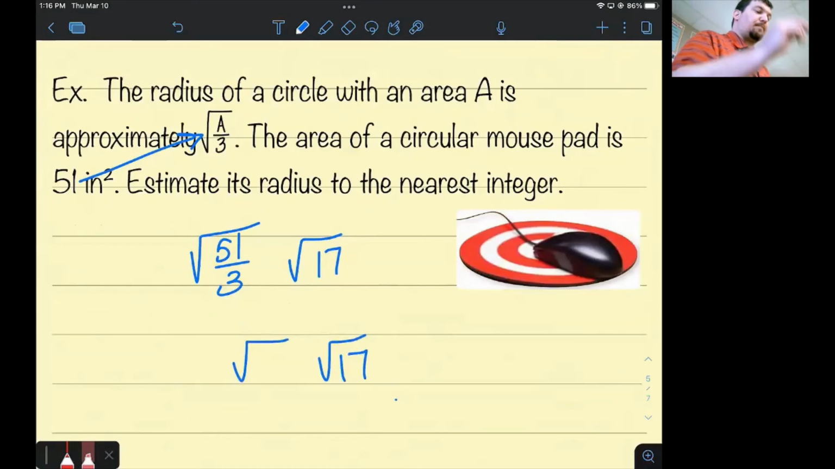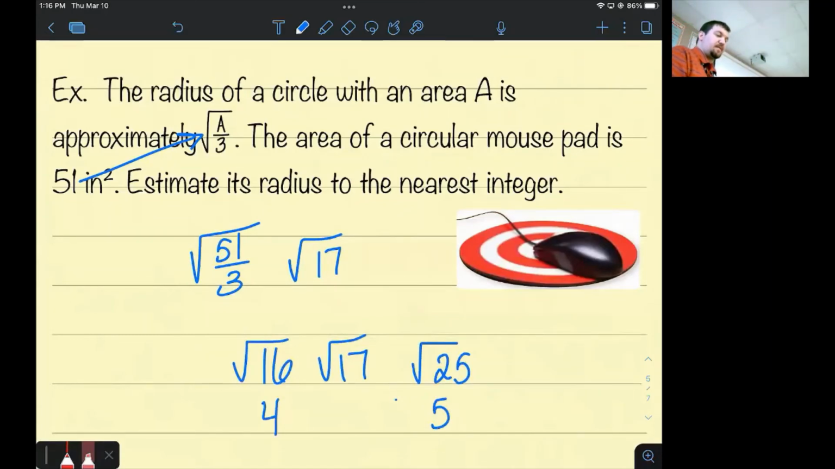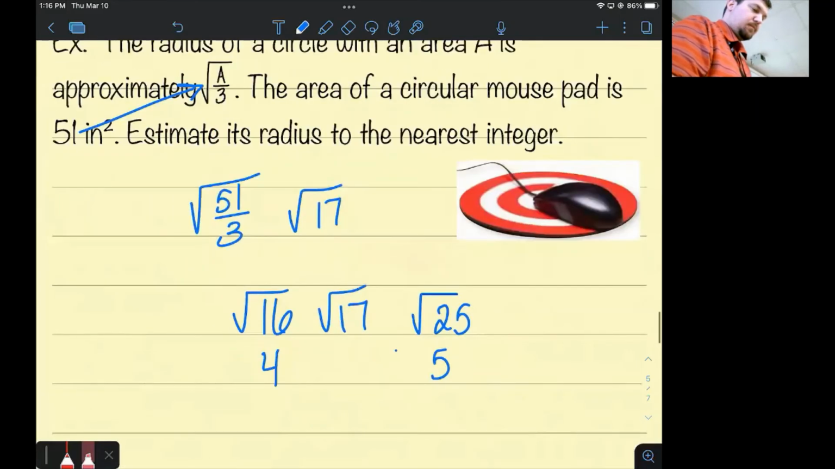Christian? The perfect square. 16. Okay, so I wrote your 4 down. That's right. And the one right above 16. What's your next perfect square? And what's its integer? 5. Okay, so Carter, would you say square root 17 is closer to 4 or 5? It's closer to 4. Good job. Closer to 4.